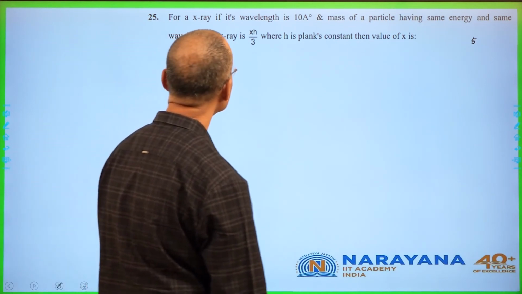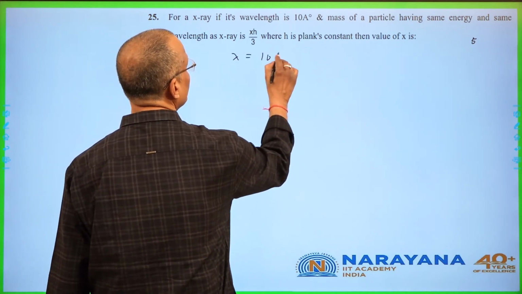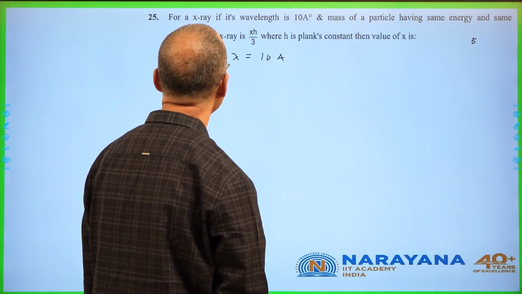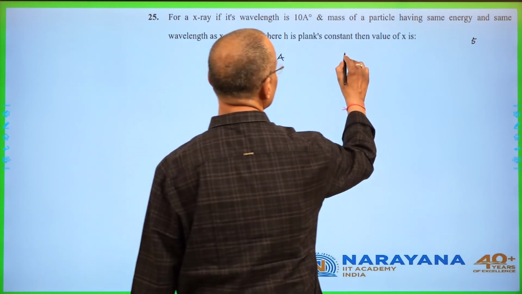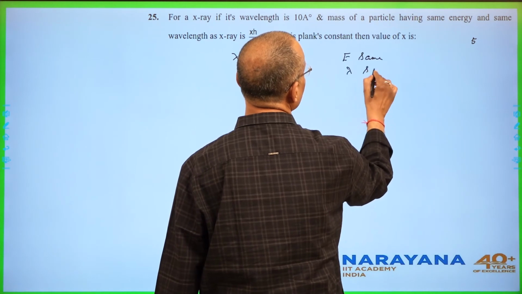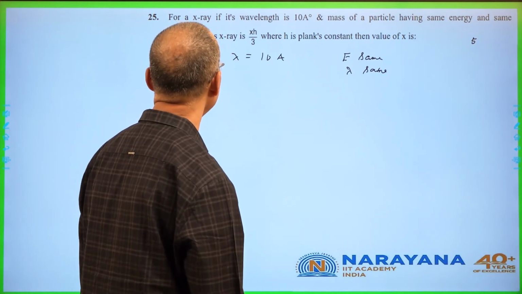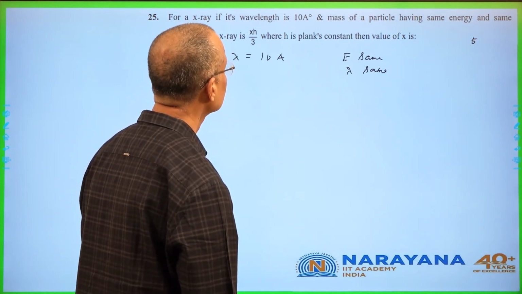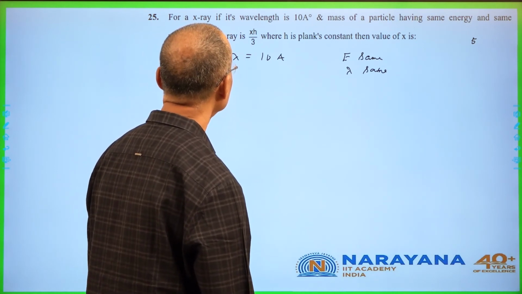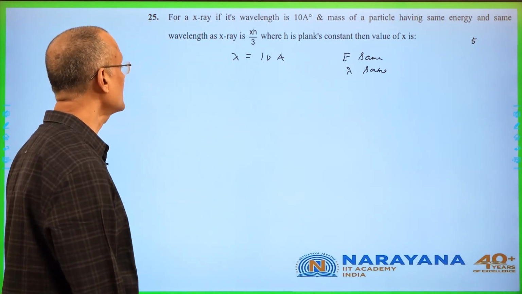For an X-ray, its wavelength is 10 angstrom. The mass of a particle having the same energy and the same wavelength as the X-ray is x h by 3. They are asking you x, means they are asking you the mass of the particle.